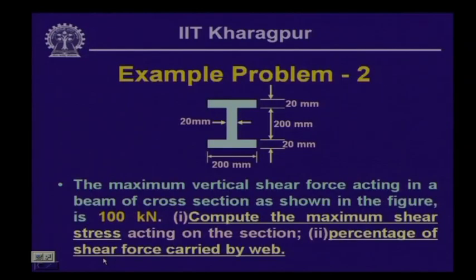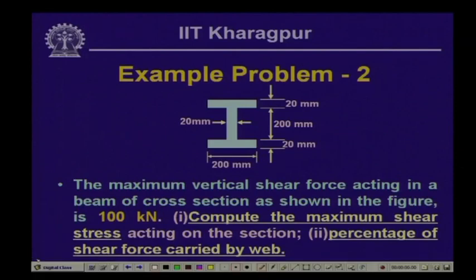Now, let us look into another example problem, which is an application of the shearing stress, and of course with a different cross section than a rectangular one. The maximum vertical shear force acting on this beam cross section is given as 100 kilonewton. The shearing force has been computed for you.